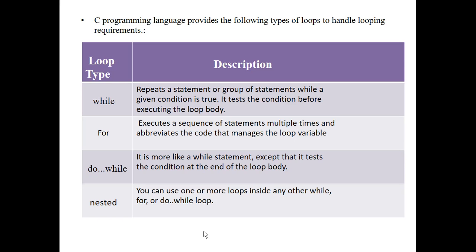Next is the nested loop. We can write any number of nested loops: nested while loops, nested for loops and nested do while loops. We can write as many as we want. This is also one part of the control structures. So these are the different types of control structures available, and let us discuss each of them in detail.